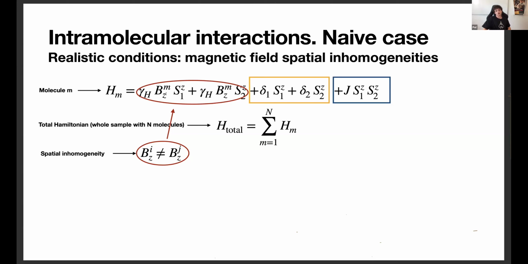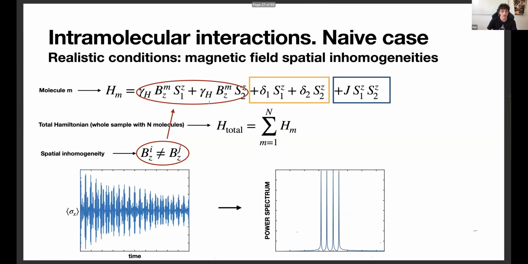Now notice then that for each molecule, this term in the Hamiltonian will have a slightly different value because the magnetic field that is there is different. So this term will be slightly different for each molecule in your sample. Now, the effect that this has is the following. This is assuming the perfect case. This is the signal that you would get assuming a completely homogeneous magnetic field, so equal everywhere.